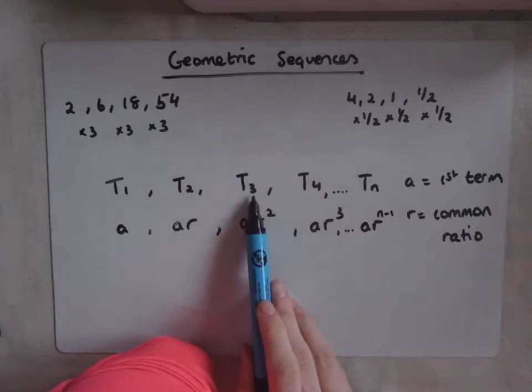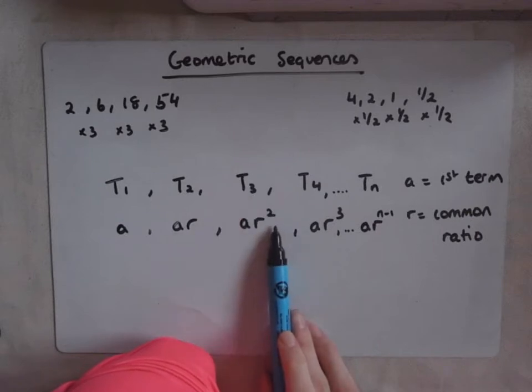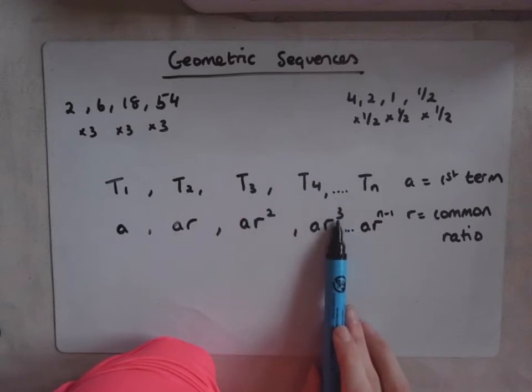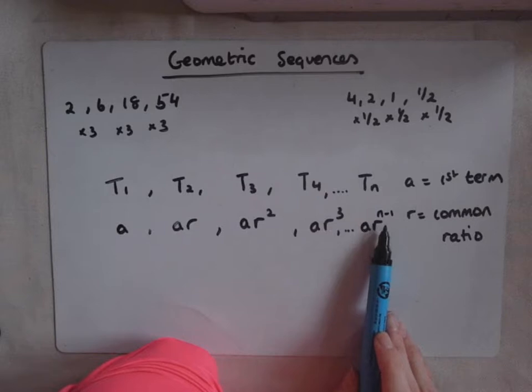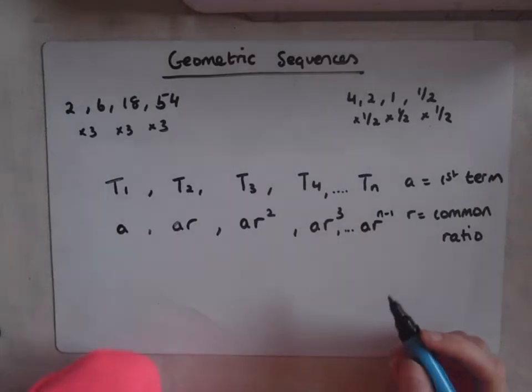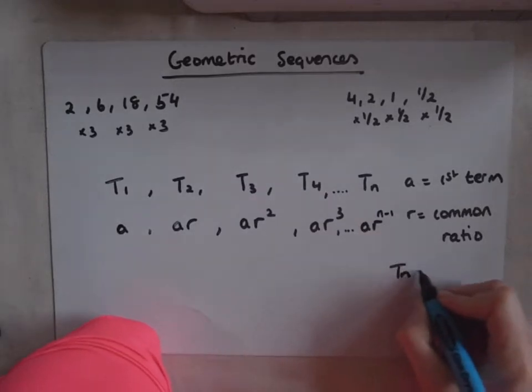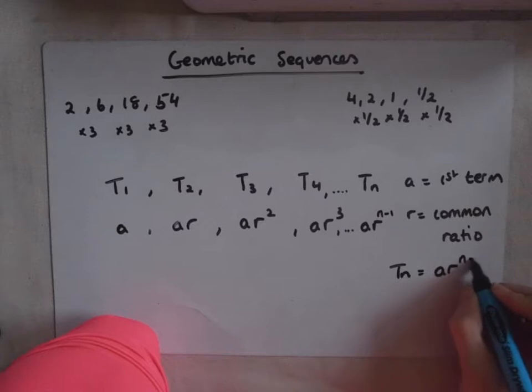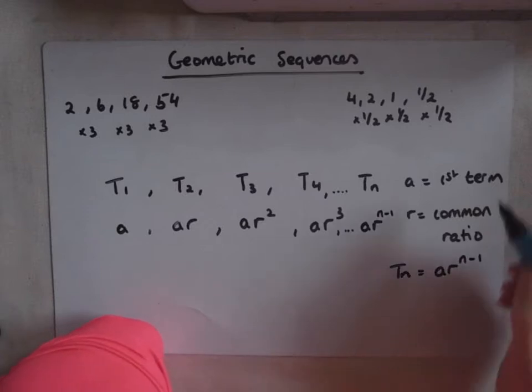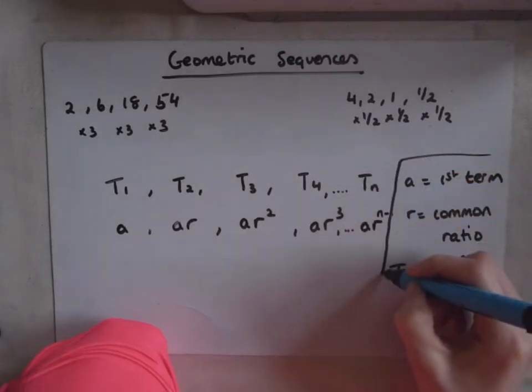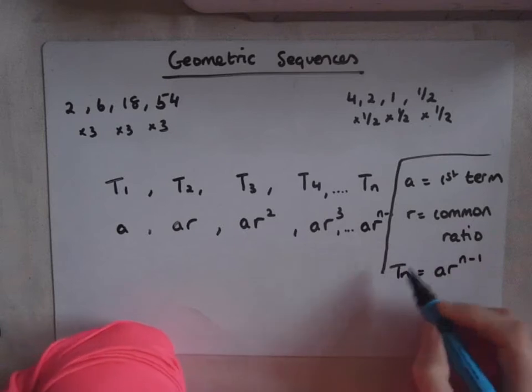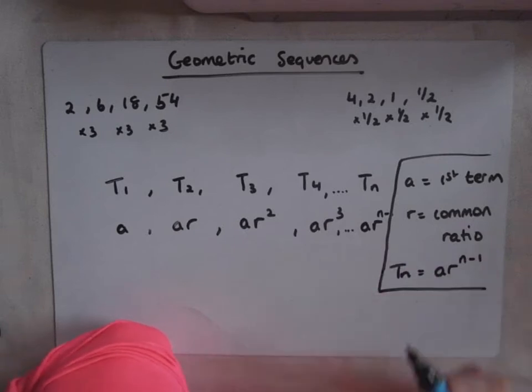So if you're looking for the third term, it's 3 take 1. Fourth term, 4 take 1. Nth term, n take 1. So this is really important. Your Tn is a r to the power of n minus 1. That's your general term. So these are really important.